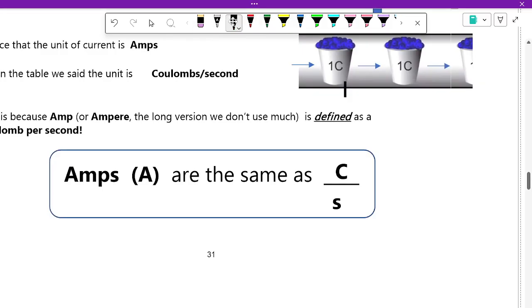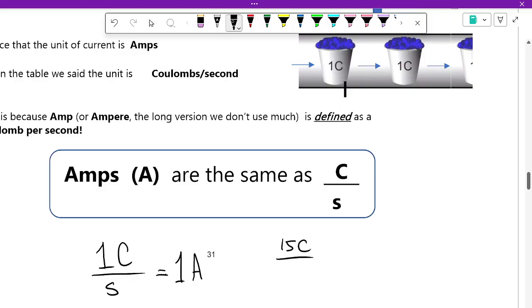So 1 coulomb per second is equal to 1 amp. If we had 15 coulombs per second, that would equal 15 amps. There are two ways of writing the same unit.